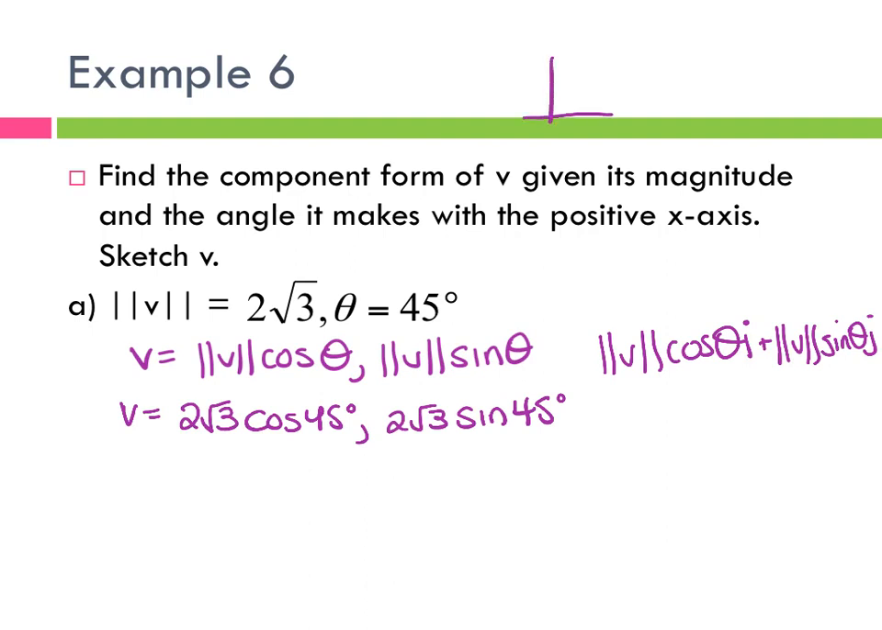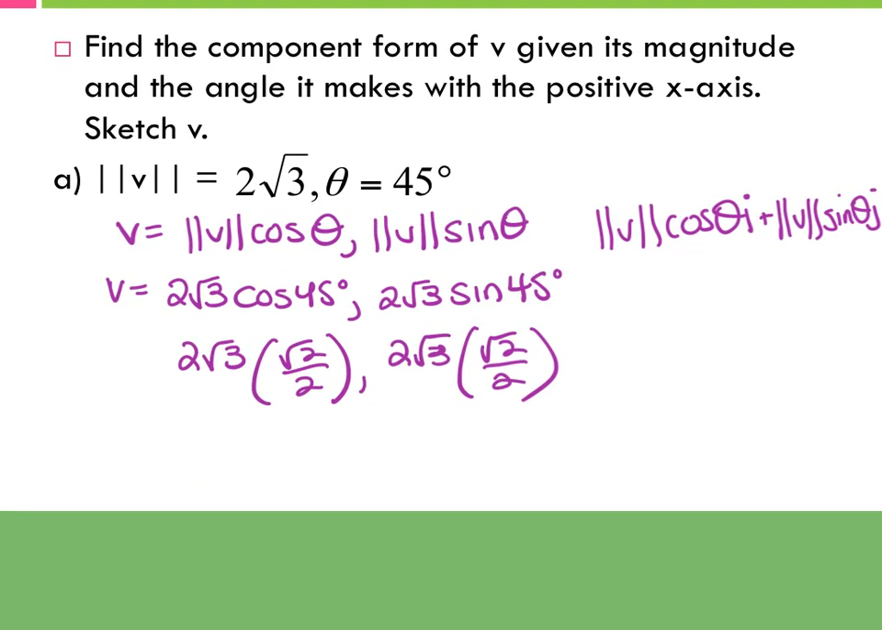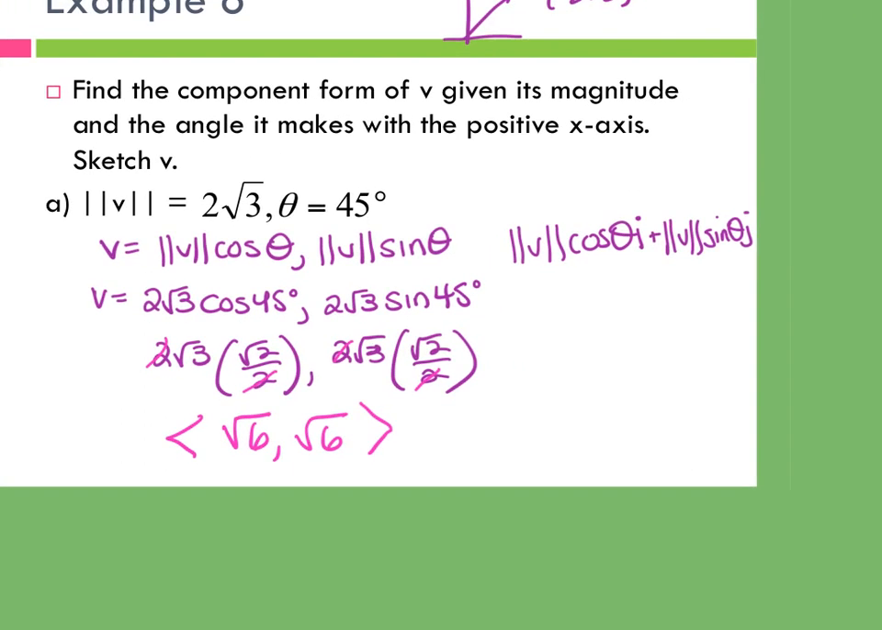And hopefully we haven't forgotten our unit circle, 45 degrees. Our coordinate point there is root 2 over 2 and root 2 over 2. So the cosine there is root 2 over 2. And the sine there is also root 2 over 2. So these 2's cancel, and I get root 3 times root 2, which is root 6. These 2's cancel, and I get root 3 times root 2, which is again root 6. So this would be the component form. In ij form, it would be root 6i plus root 6j.